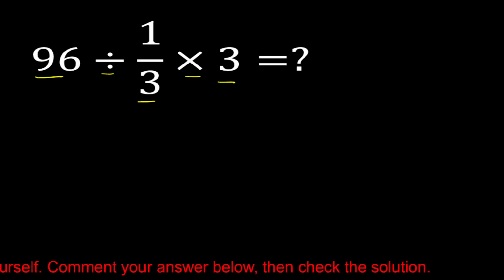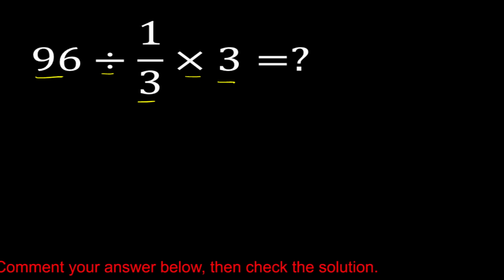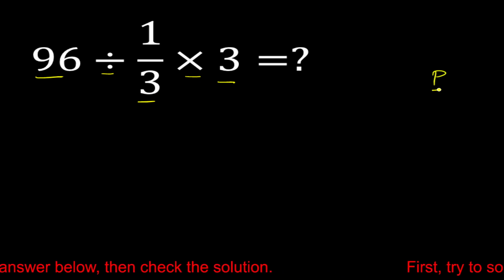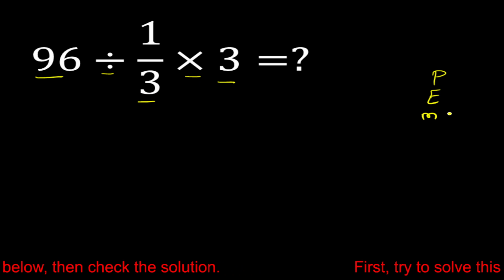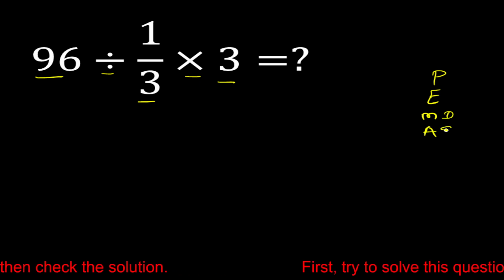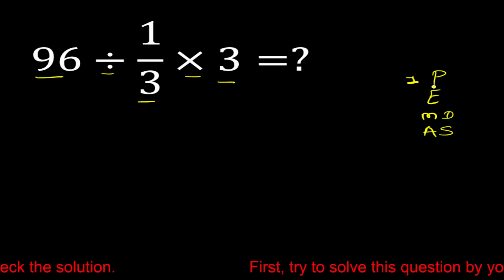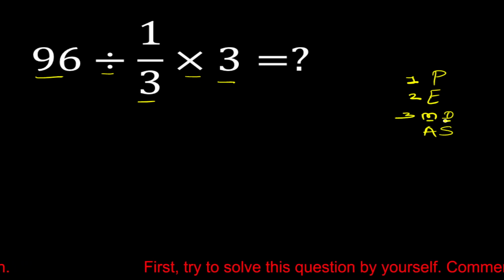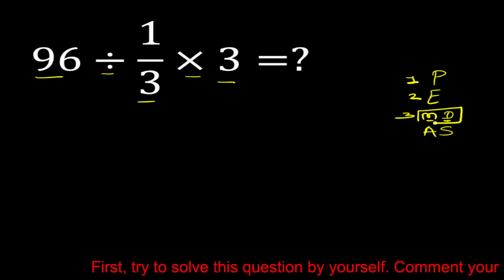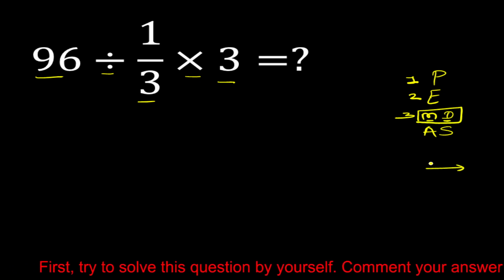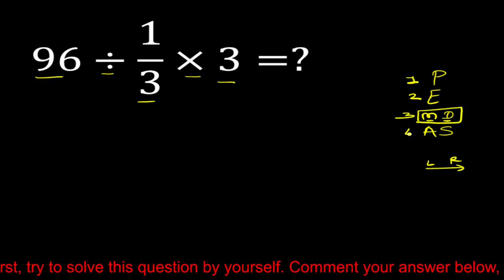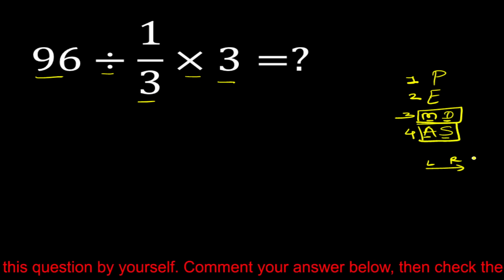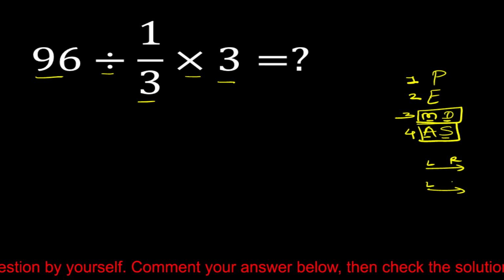So now let's solve this problem correctly by using the PEMDAS rule. According to PEMDAS, first priority is parenthesis, second priority is exponents, third priority is multiplication and division. Here multiplication and division both have equal priority, so we have to solve it from left to right. Fourth and last priority is addition and subtraction.